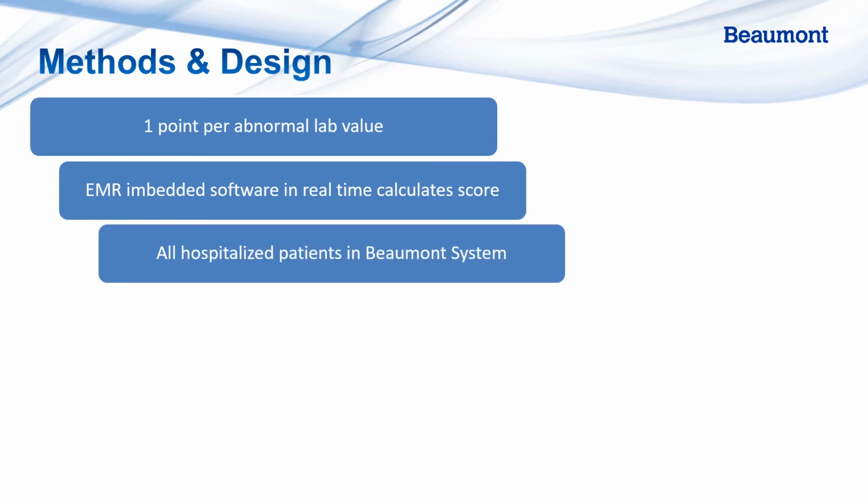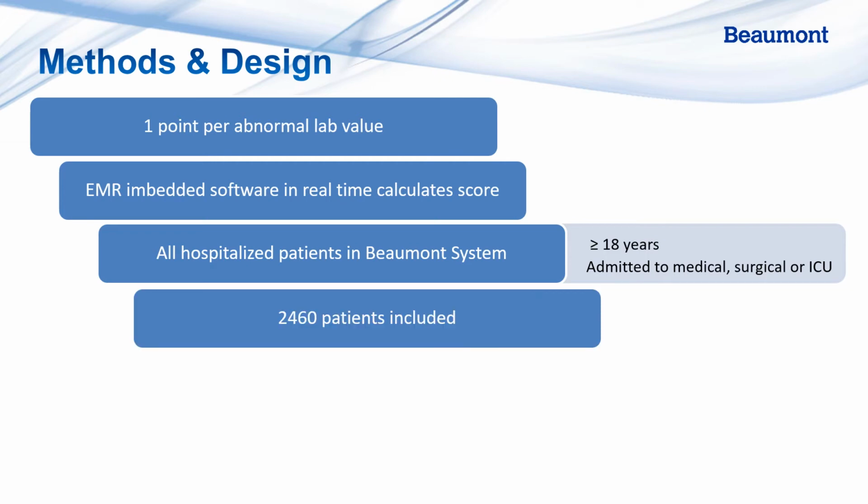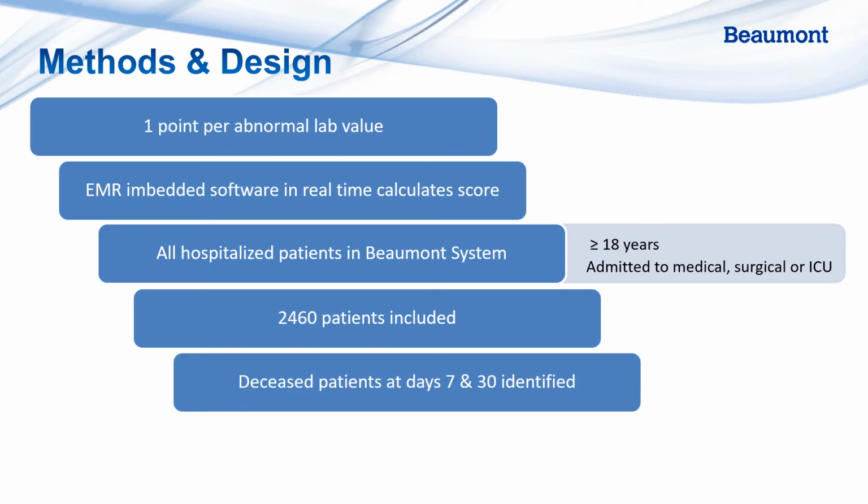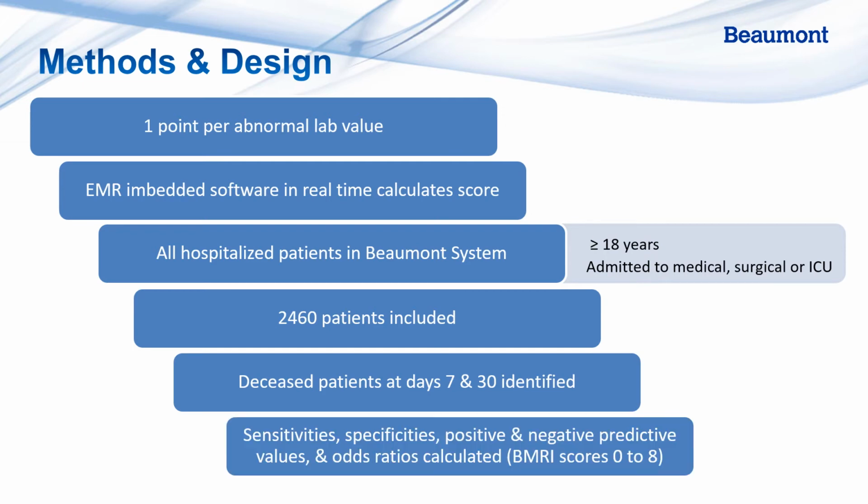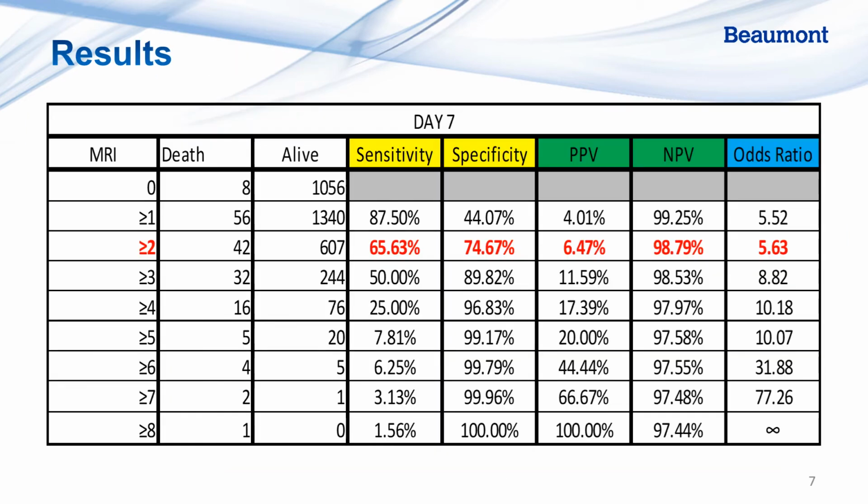We applied this score to all hospitalized patients across the Beaumont system who were older than 18 and admitted to the medical, surgical, and ICU floors. We had a total of 2,460 patients, and we identified patients that had passed away at day 7 and day 30. We then calculated statistical analyses on each patient. These are the results. We took 2,460 patients, calculated their score at day 0, and then followed these patients at day 7 and day 30.